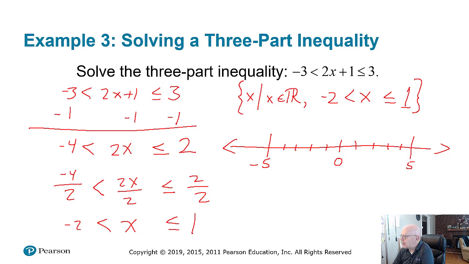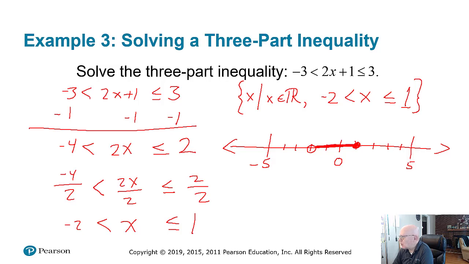Okay, so at -2, what kind of a dot do we put? An open dot, because it doesn't have an equals. What kind of a dot do I put at 1? A solid dot, because there's an equals there. And the simple thing is, you can test a number on this side, a number in the middle, a number on this side. What you'll find out though is it's the numbers in between them.